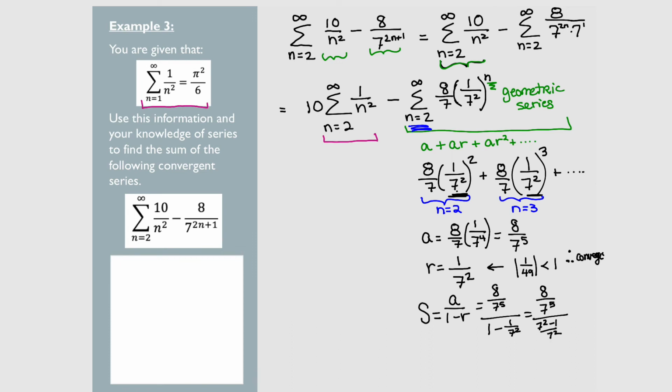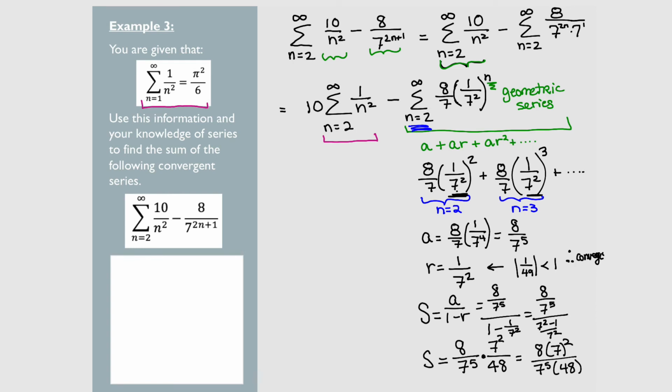And do one more simplification here. So that tells me the sum for this geometric series is 8 over 7 to the fifth times, flip it upside down, 7 squared over 49 minus 1, which is 48. So let me put it cleaner. That's 8 times 7 squared over 7 to the fifth times 48. Ugh, but this is my sum for this geometric series piece.